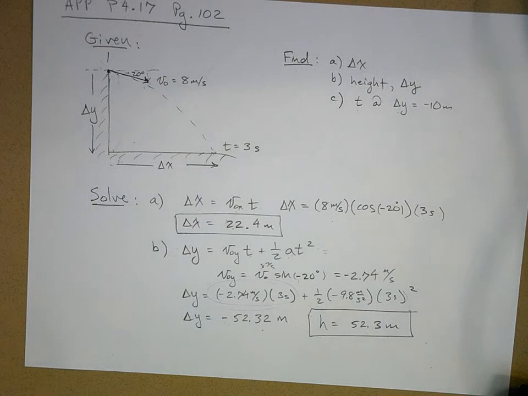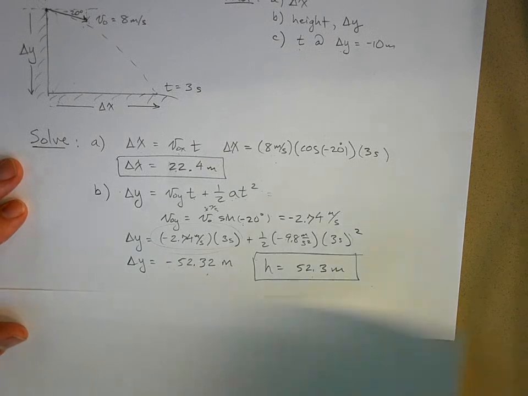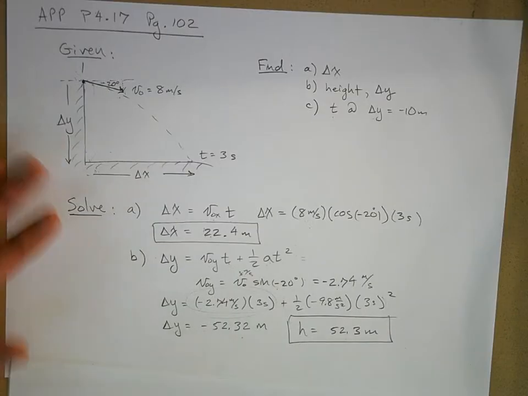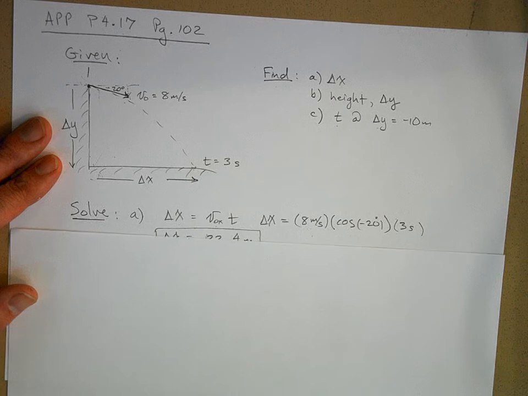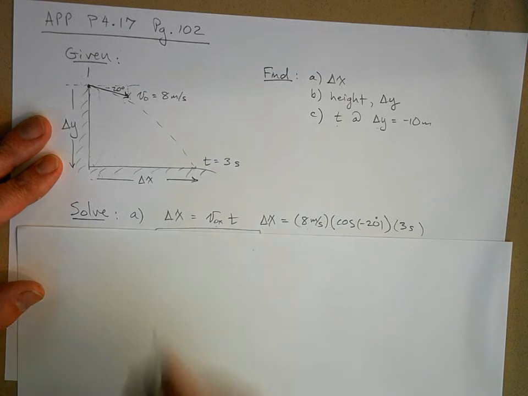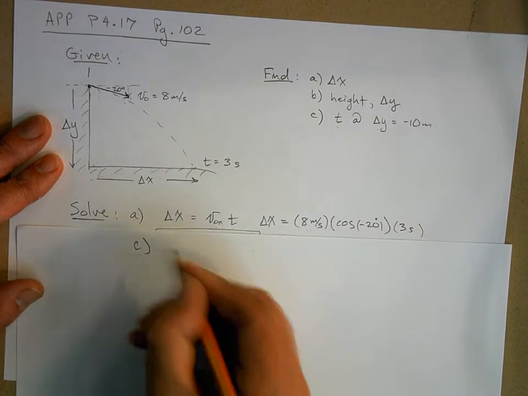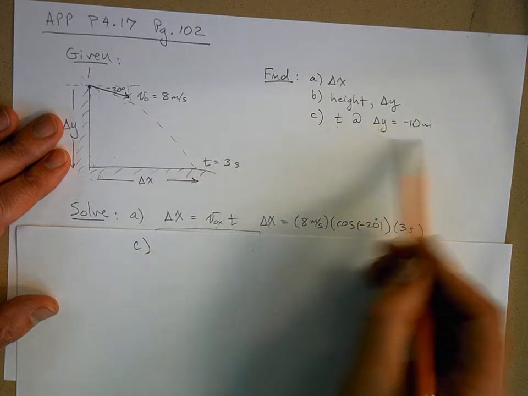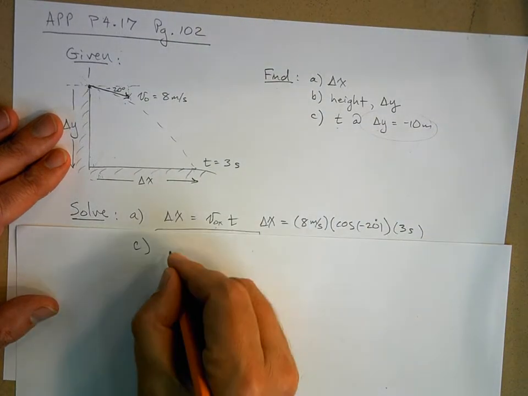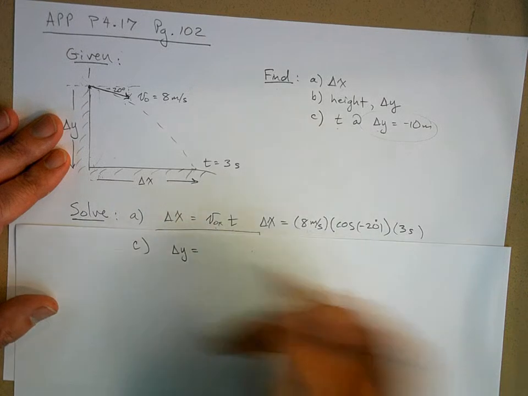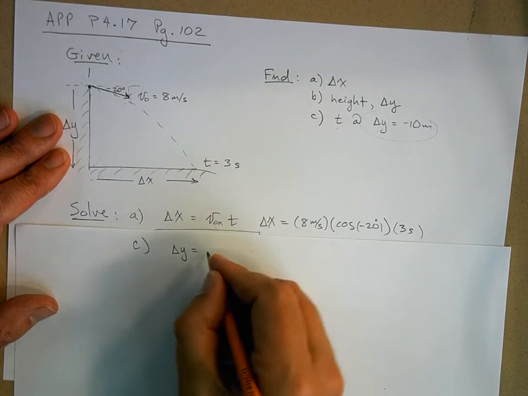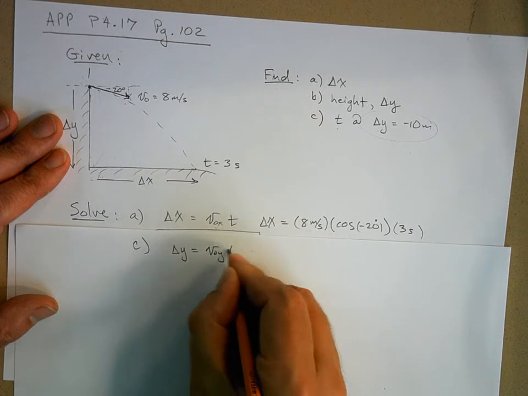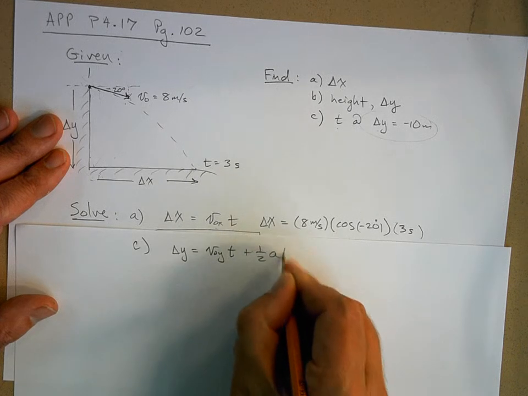Now C is a little bit trickier. Now we're trying to find time. So I don't think I need A and B at all, so I'll just cover it up with this paper. So let's do part C. And what do we know? Well, we're given that delta y equals negative 10. So I have delta y, and I'm solving for time, and I know the initial velocity in the y direction. So v naught y times t plus 1/2 a t squared.